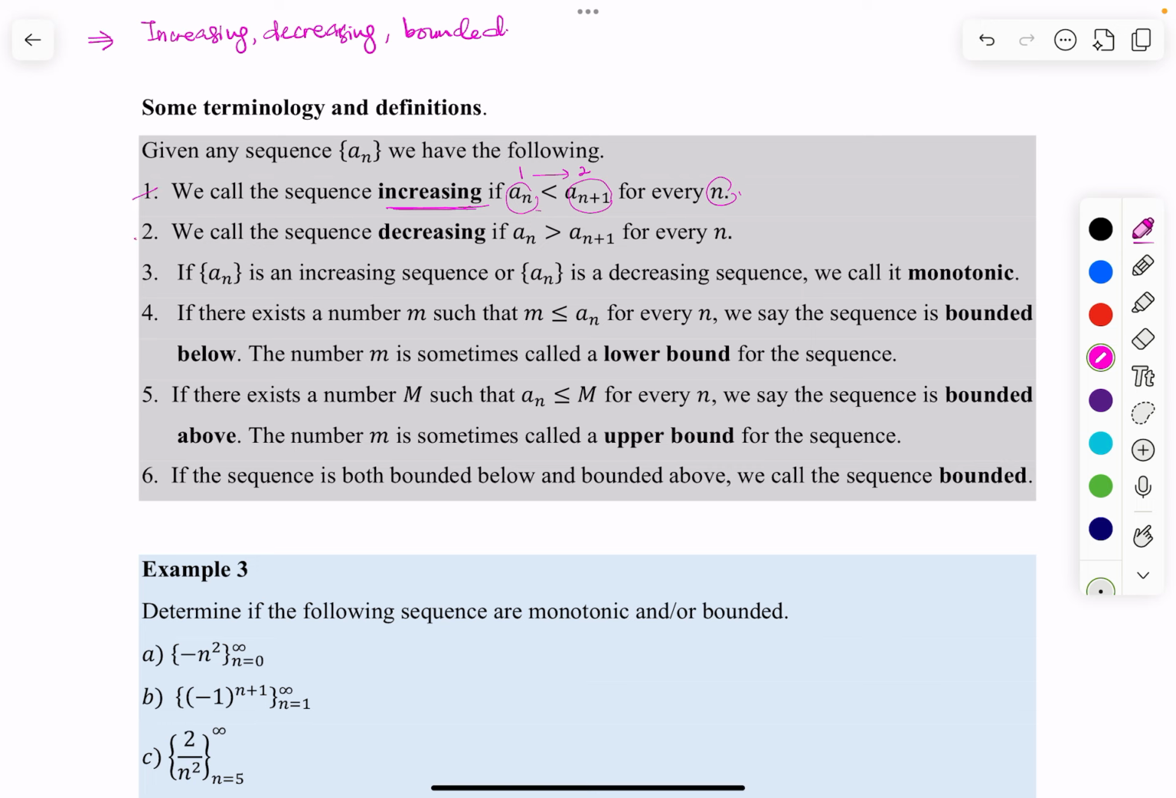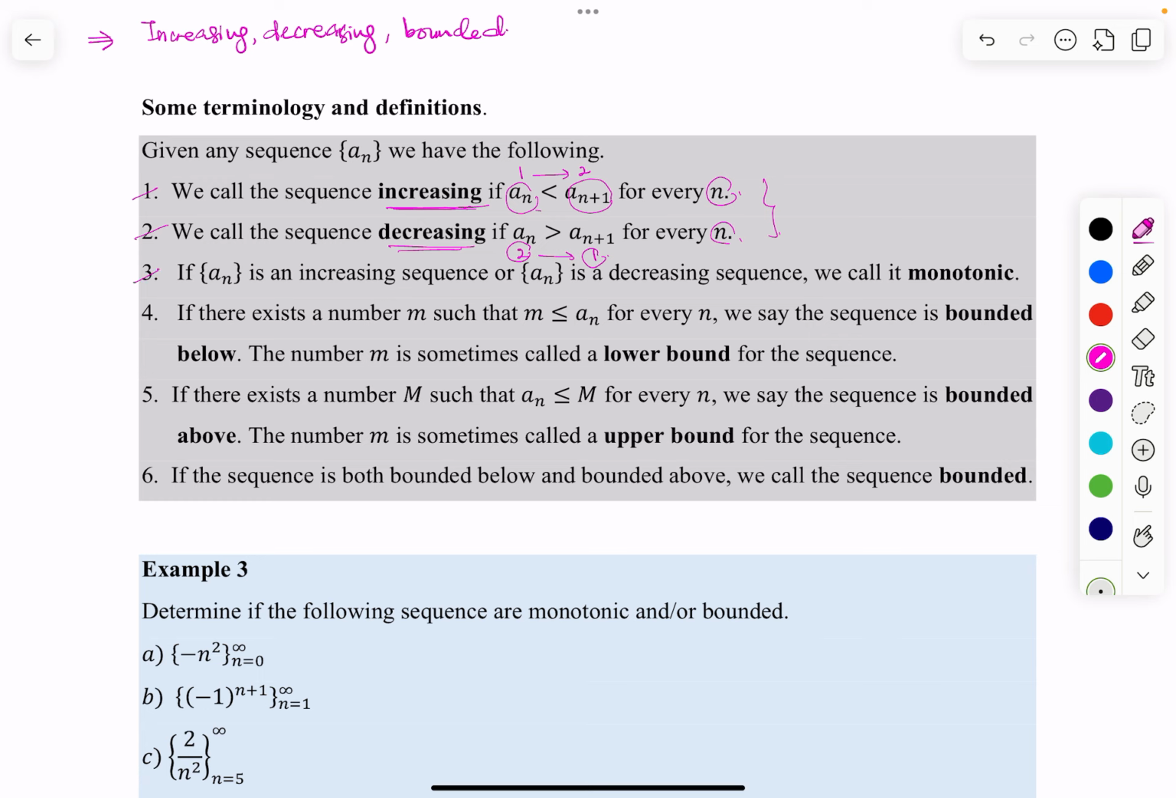Second one, we call the sequence decreasing if An is greater than An plus 1 for every n. So let's say An is bigger than An plus 1. Let's say An is 2, An plus 1 is 1. So from 2 to 1, this is actually a decreasing pattern. So that's why we say that the sequence is decreasing if, generally, it is written with this formula, An is greater than An plus 1. You can see these two logically.